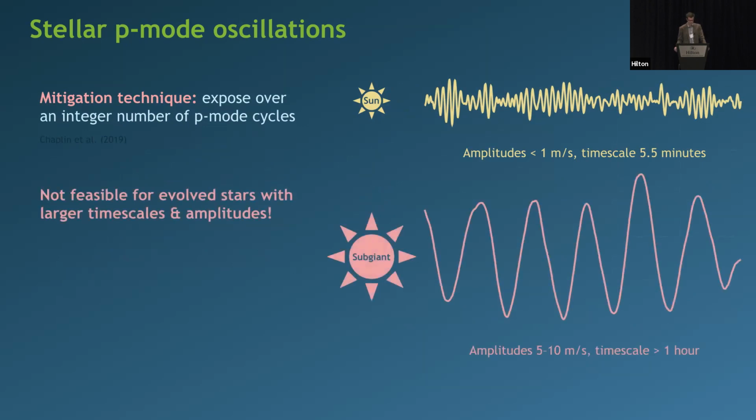For more evolved stars that have larger timescales and amplitudes, up to amplitudes of 5 to 10 meters per second, and timescales that can reach over an hour, this approach isn't feasible.